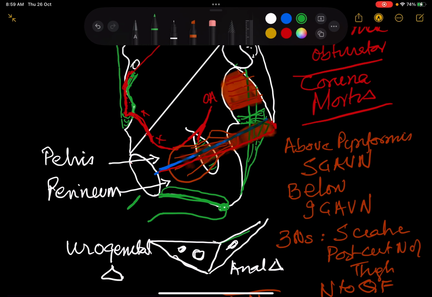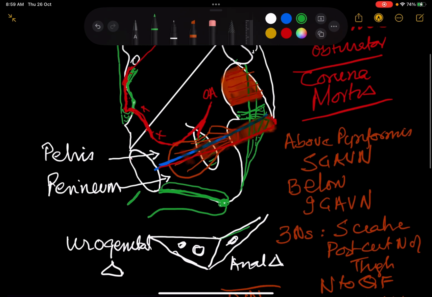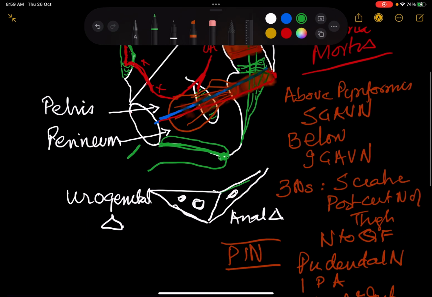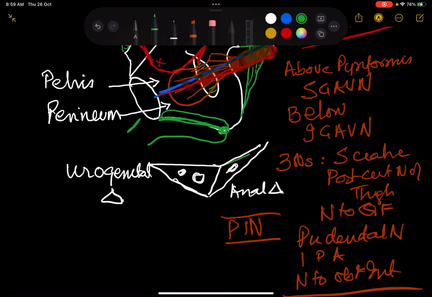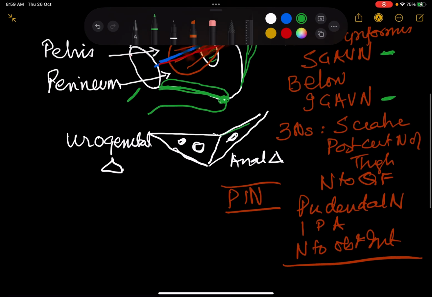So, what passes through the greater sciatic notch? Above the piriformis, superior gluteal artery, vein and nerve. Below the piriformis, inferior gluteal artery, vein and nerve. Three nerves: sciatic nerve, posterior cutaneous nerve of thigh, nerve to quadratus femoris, and the PIN structures: pudendal nerve, internal pudendal artery, nerve to obturator internus.